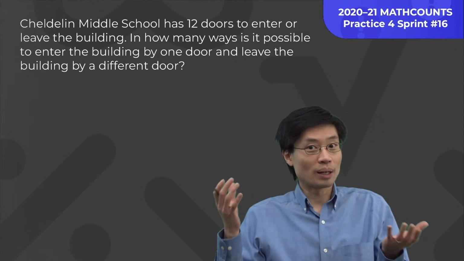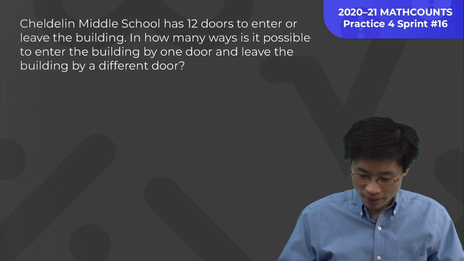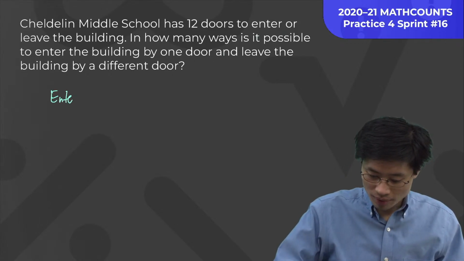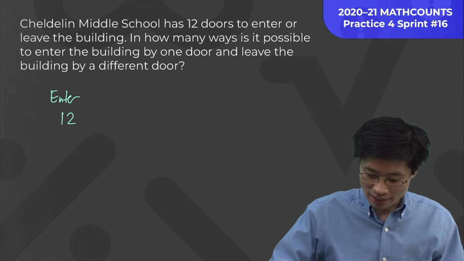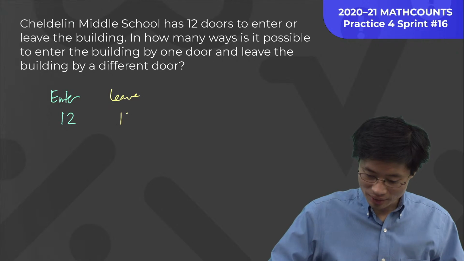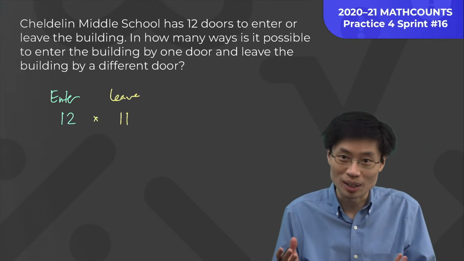It looks okay to me. There are 12 doors to enter or leave. I can use each door to enter and to leave, right? So I've got 12 ways to enter and 11 ways to leave, because it's a different door. So I guess the question just amounts to, how do you multiply 12 by 11?